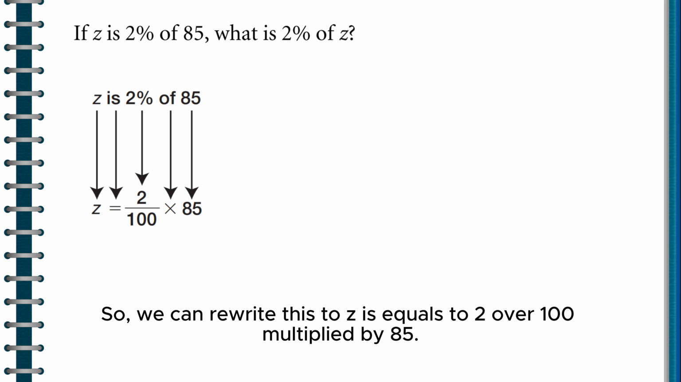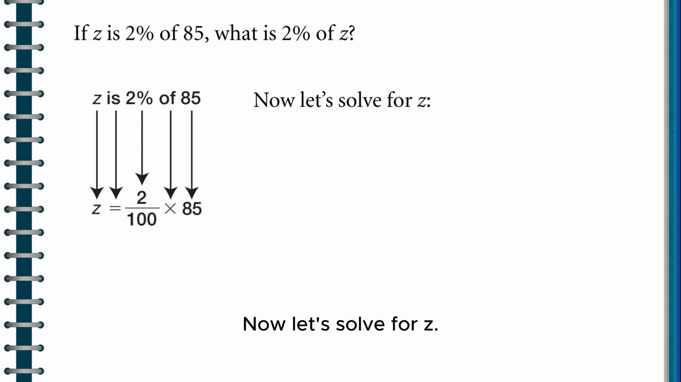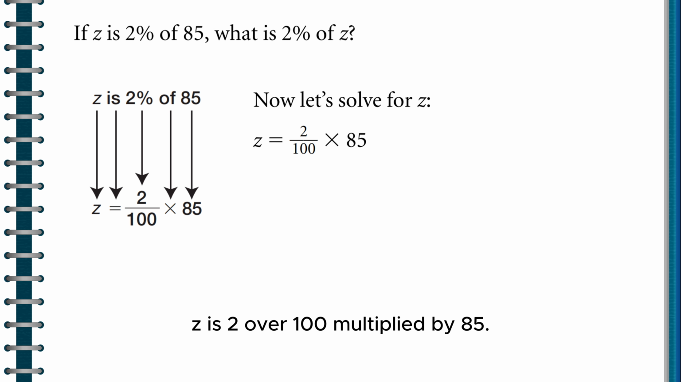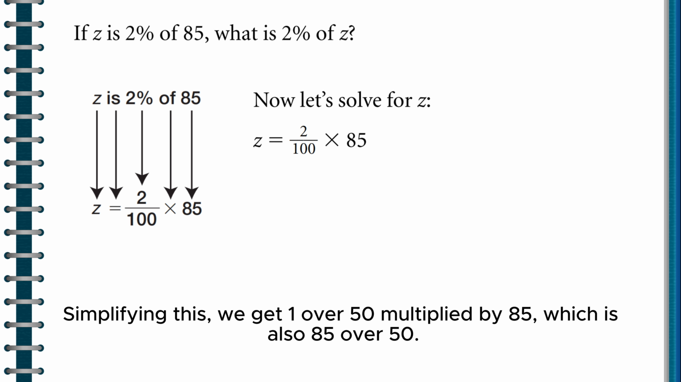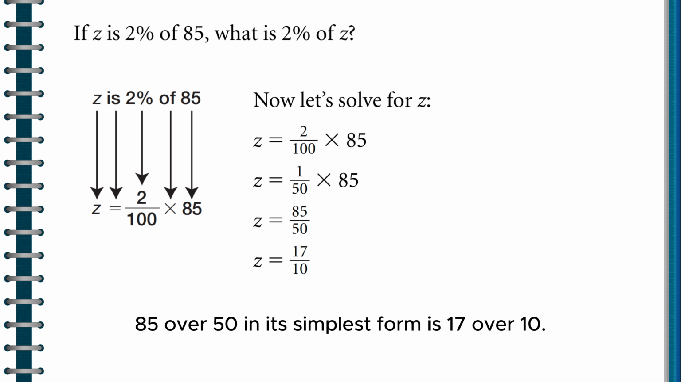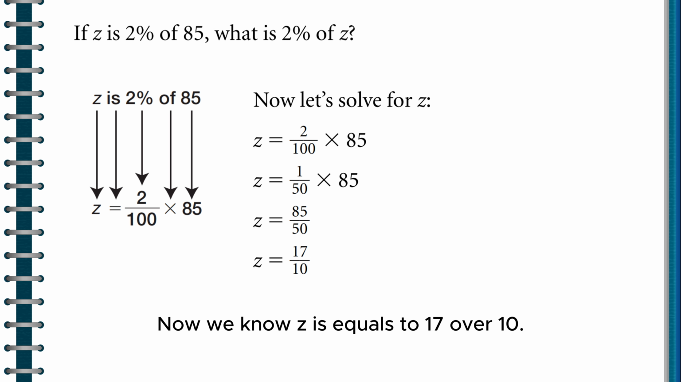So, we can rewrite this to z is equal to 2 over 100 multiplied by 85. Now let's solve for z. Z is 2 over 100 multiplied by 85. Simplifying this, we get 1 over 50 multiplied by 85, which is also 85 over 50. 85 over 50 in its simplest form is 17 over 10. Now we know z is equal to 17 over 10.